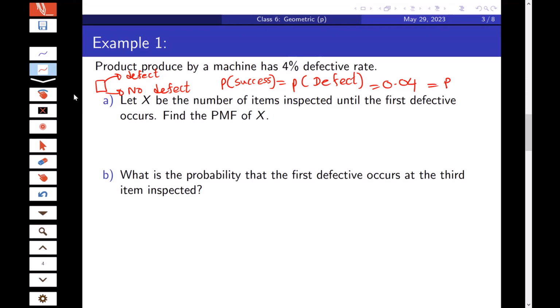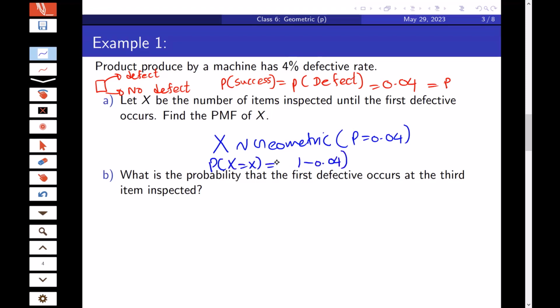So in this case, X follows a geometric distribution with parameter 0.04. We can write down the probability mass function as (1 minus 0.04) to the power x minus 1, times 0.04. And here x goes 1, 2, 3 to infinity. Okay, so that's how you can write down the probability mass function of x, because x follows a geometric distribution.